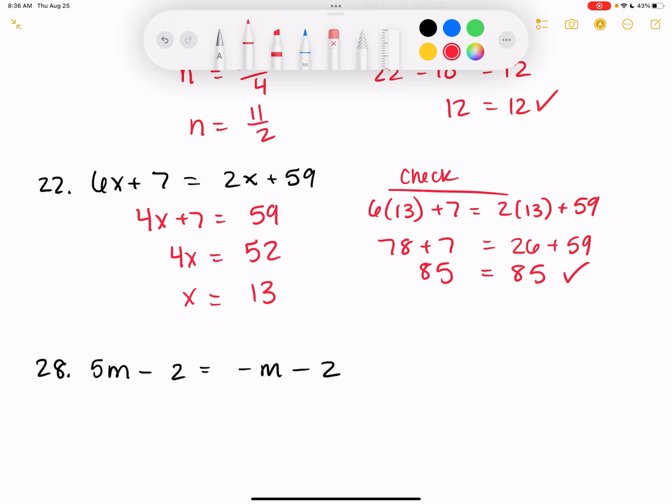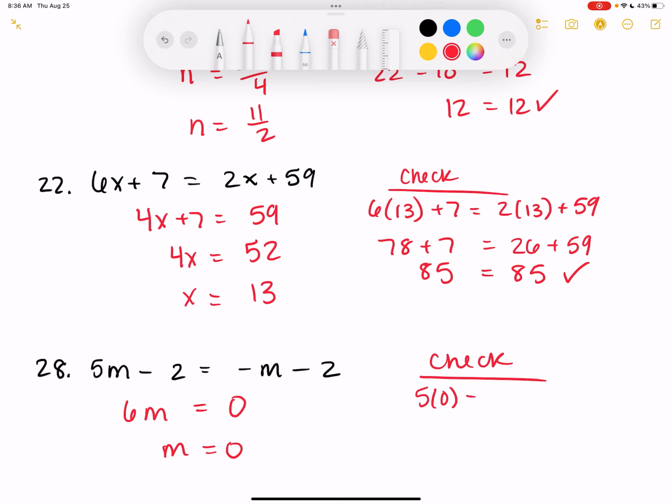So what do you want me to do first? Add m on both sides, that gives me 6m. And then what do I do then? Add that to... So then that's going to give me 0 on that side. So then divide by 6, you just have m equals 0. And then check it.